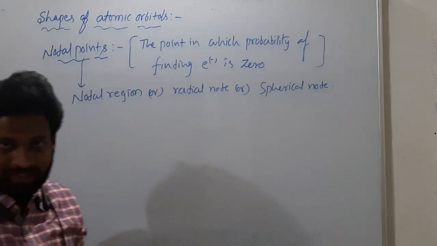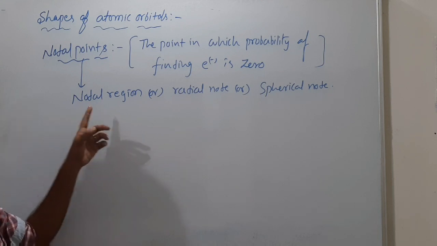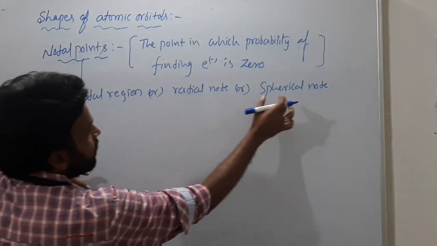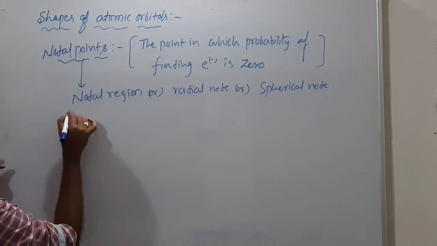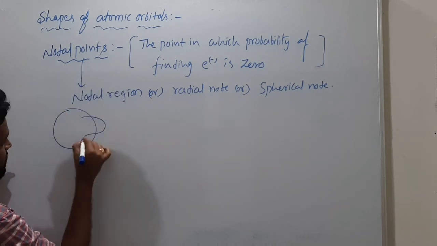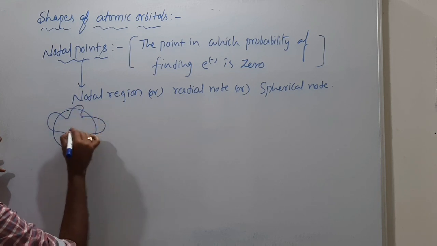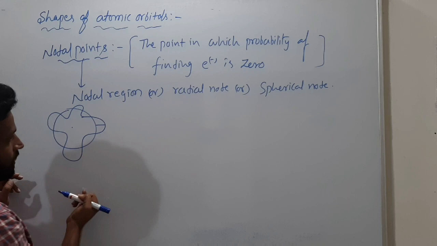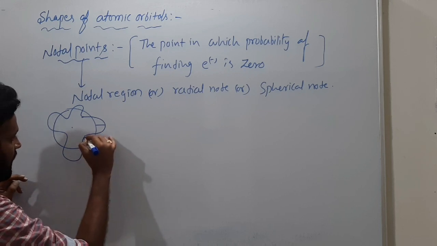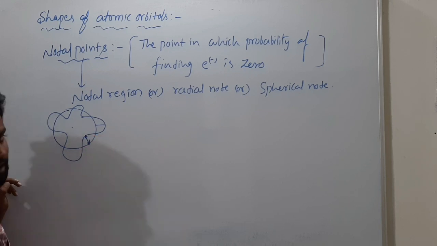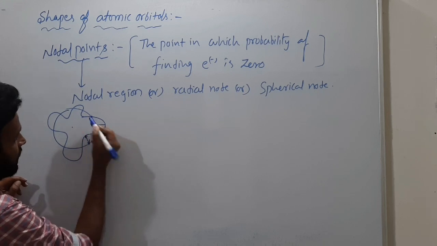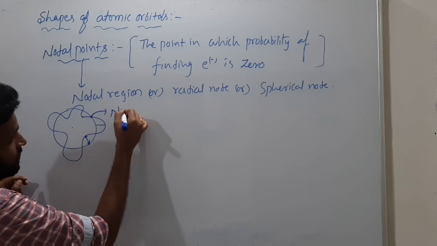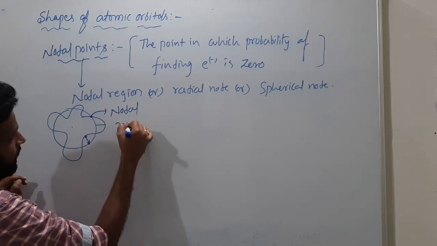So nodal planes we discussed, now nodal points. Nodal points, other names: nodal region, radial node or spherical node. So how to understand this nodal point? This is a spherical path for a revolving electron around the nucleus. This height gives the probability of finding the electron, and this depth will give the probability of finding the electron, but these particular points in which the probability of finding the electron is 0, this is called a nodal point actually.